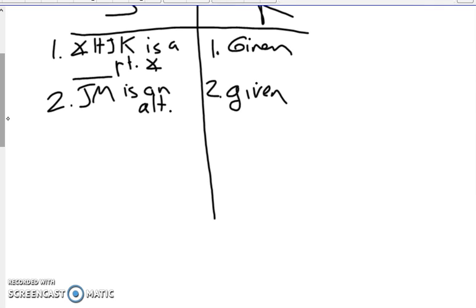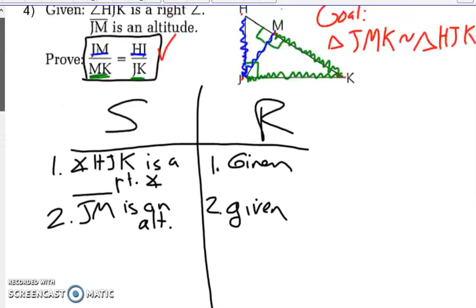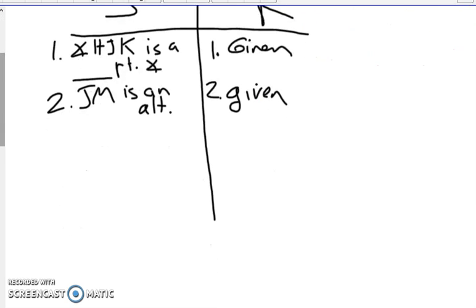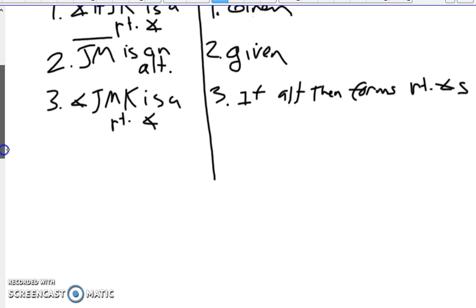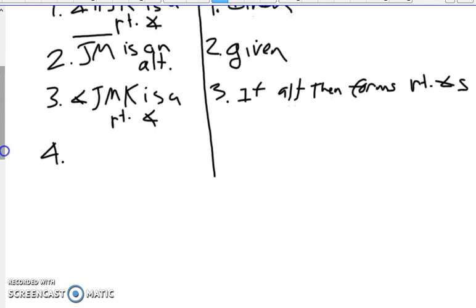First of all, if JM is an altitude, then we know JMK is a right angle, and we actually already marked that. So angle JMK is a right angle. And we can just say if altitude, then forms right angles. Okay. Now we have HJK and JMK are both right angles, so we can conclude that they are congruent. A reason: if right angles, then congruent.